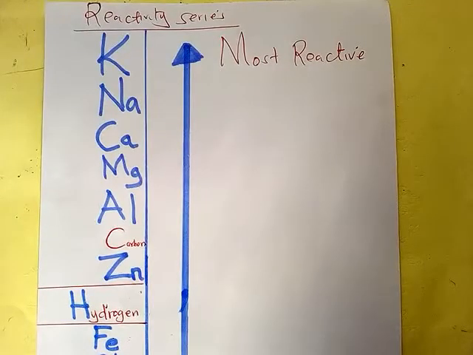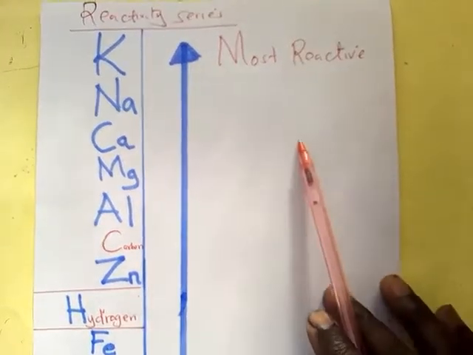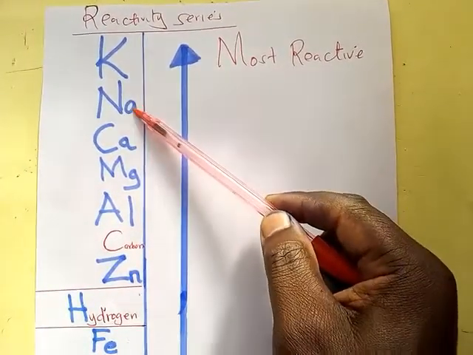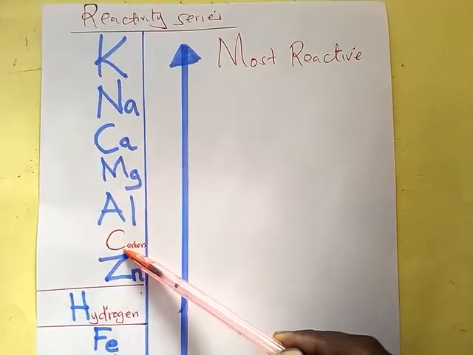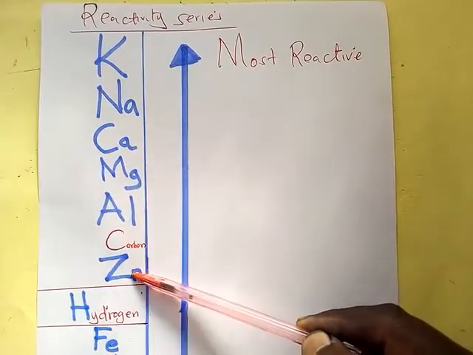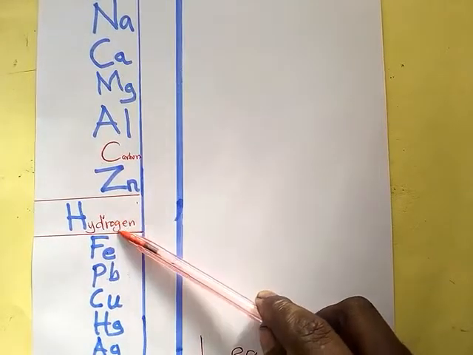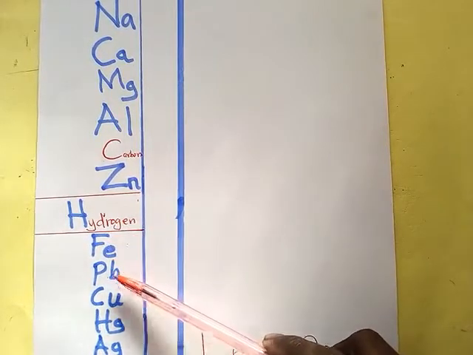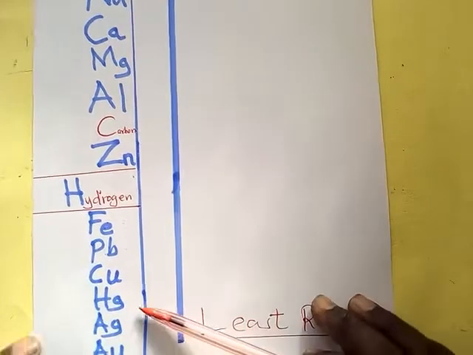So before we embark on answering the questions, I want you to understand something in the reactivity series. In the reactivity series, we have potassium as the most reactive metal, followed by sodium, calcium, magnesium, aluminium. Then we have a non-metal, carbon. So carbon is more reactive than zinc. And then my concern is hydrogen. Hydrogen is more reactive than iron, than lead, than copper and mercury, silver and gold.